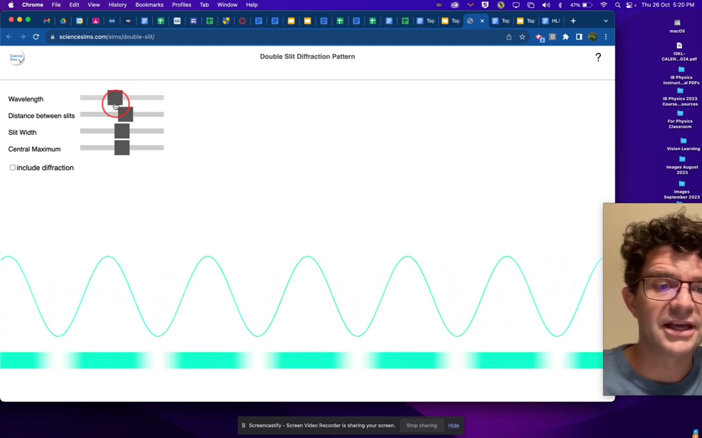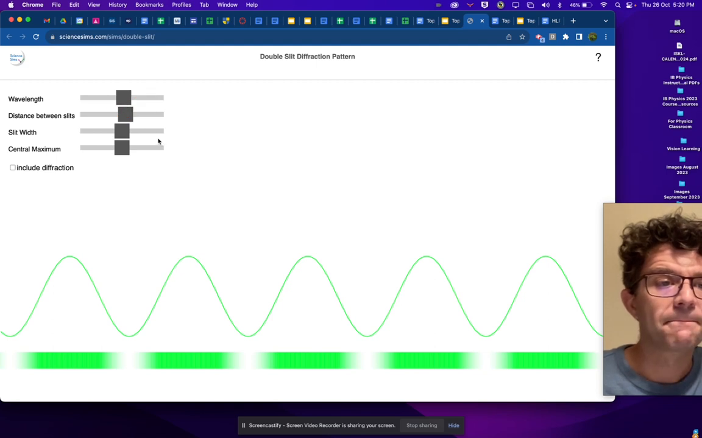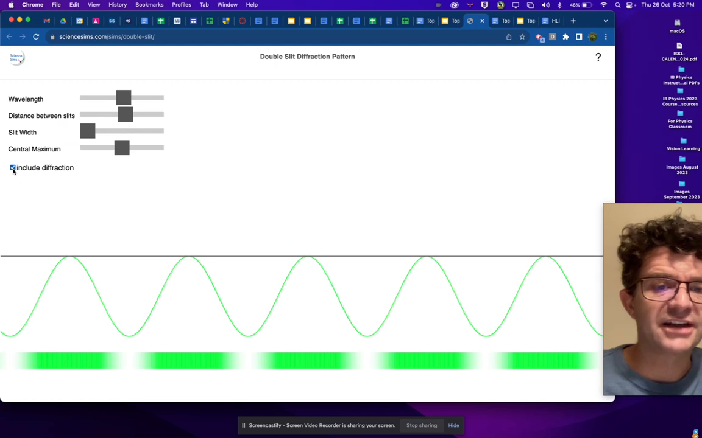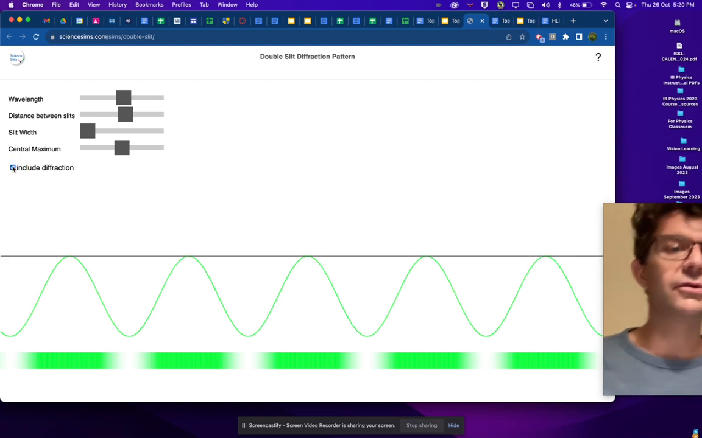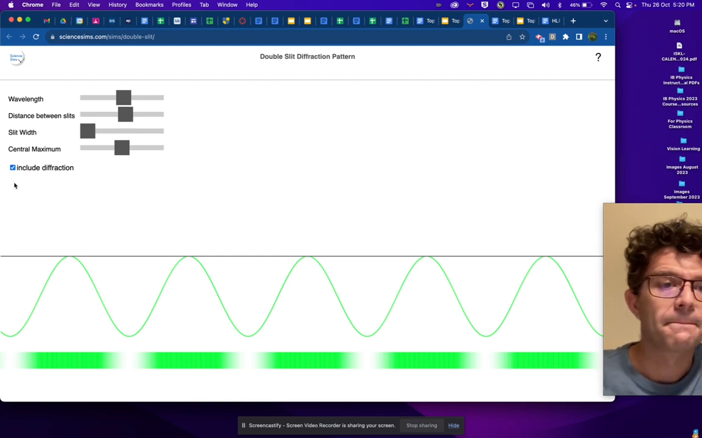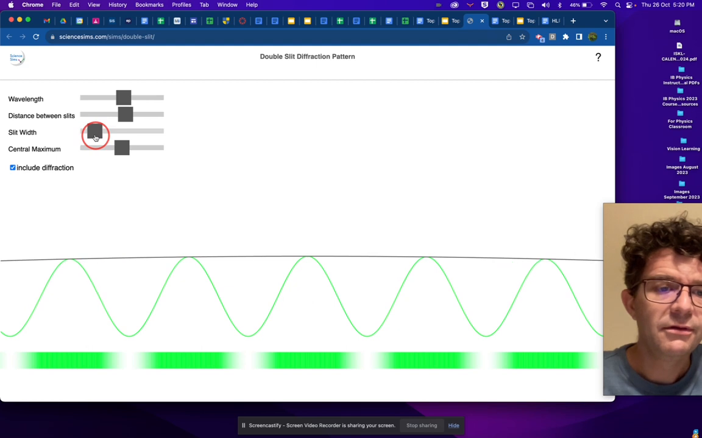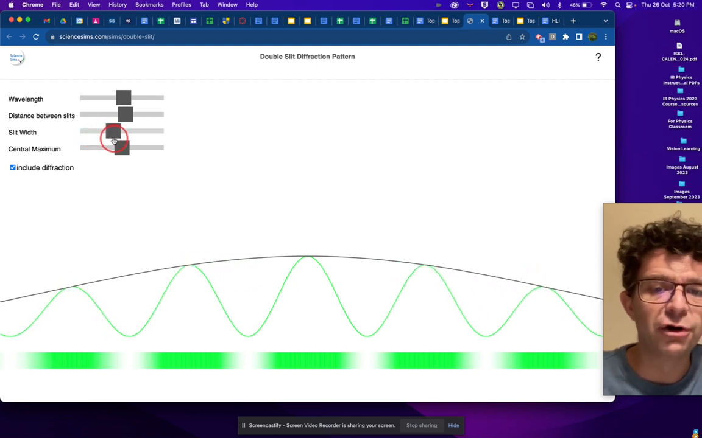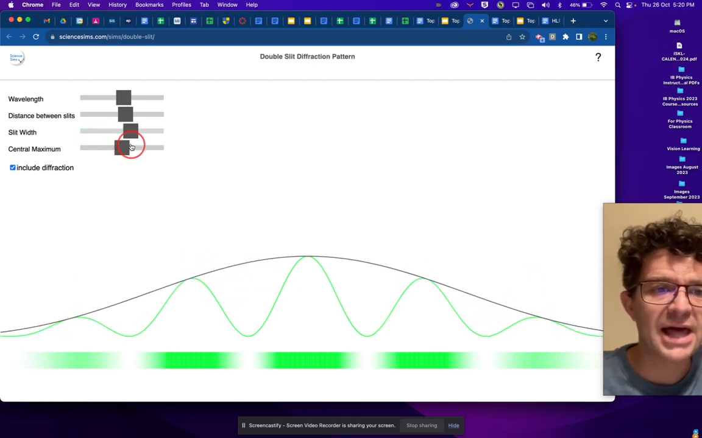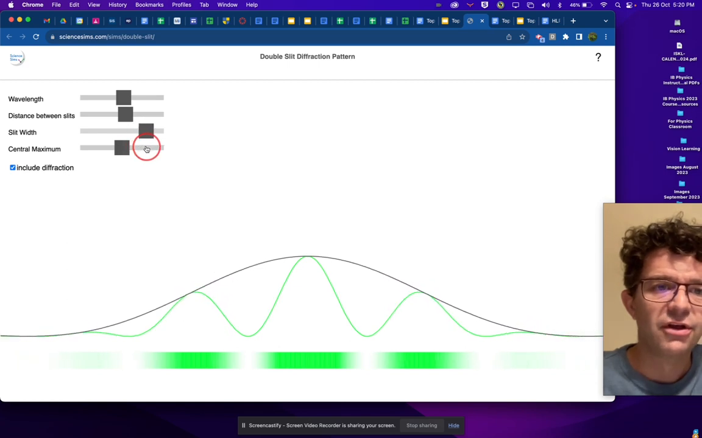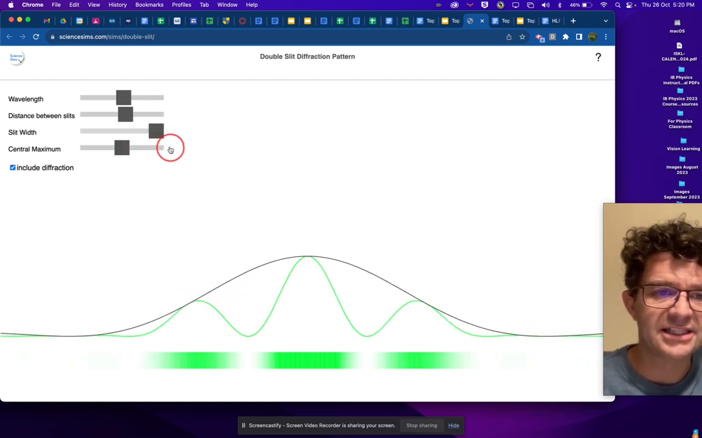Let's go to green light here. Let's go with a very narrow slit and now include the effect of diffraction. Notice that with a very, very narrow slit, as small as the simulation can go, the addition of diffraction doesn't change anything. However, as the slits start to become wider, we'll see this envelope change, the envelope being drawn in black, until we get to the widest slits possible.